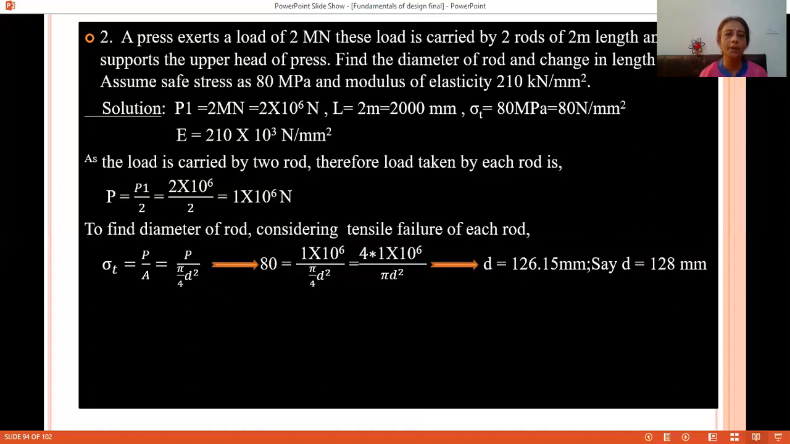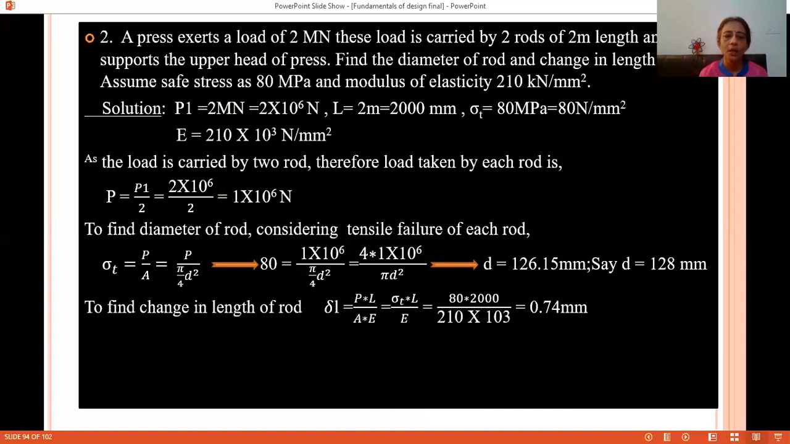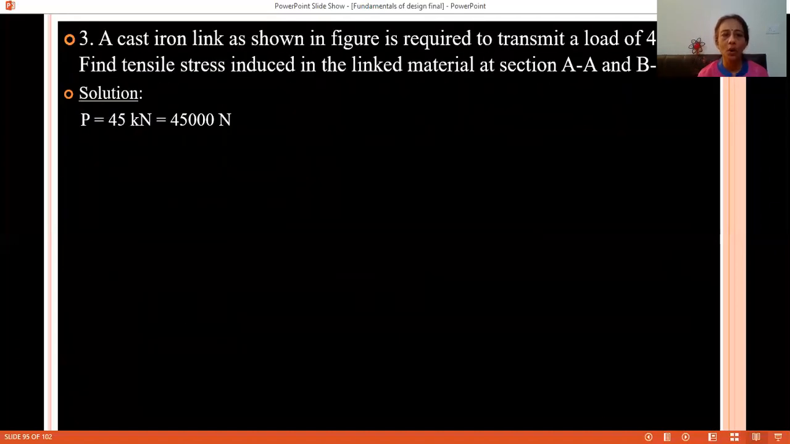Delta L is equal to PL upon AE, that we have used. So PL upon AE, in that P upon A is stress. So we can use this formula as sigma T into L upon E. We will substitute all values and we will find change in length of the rod, which comes 0.74 mm.